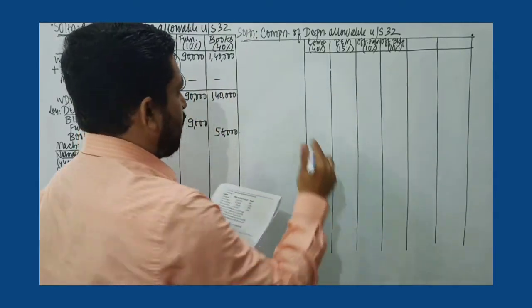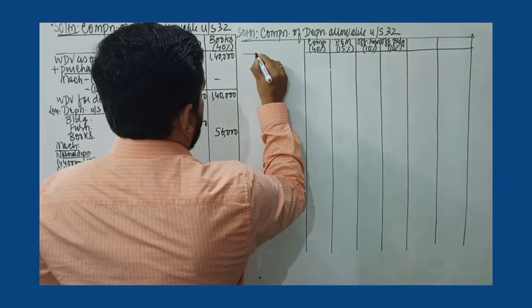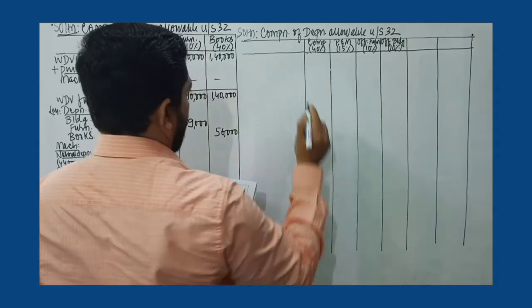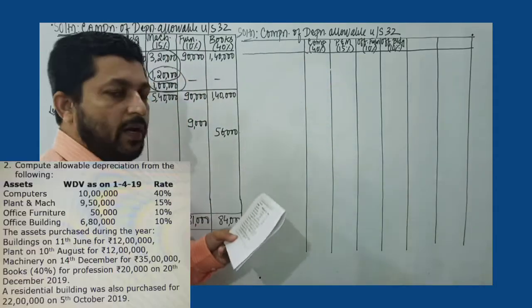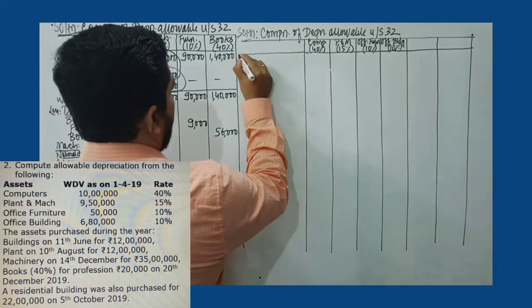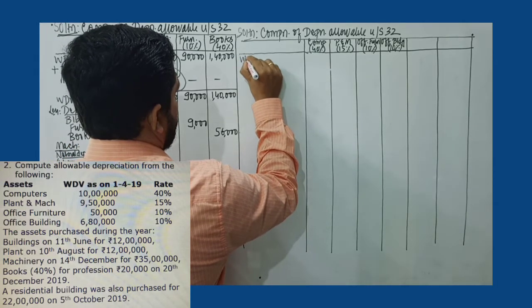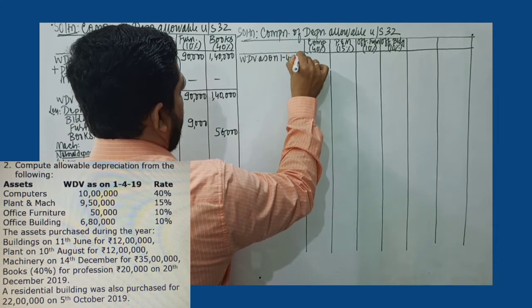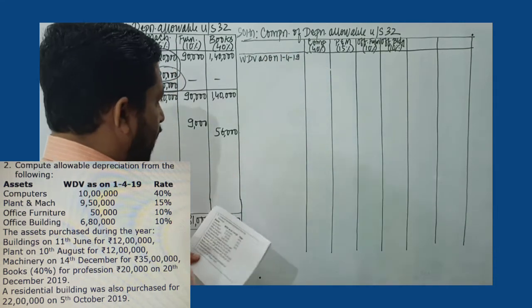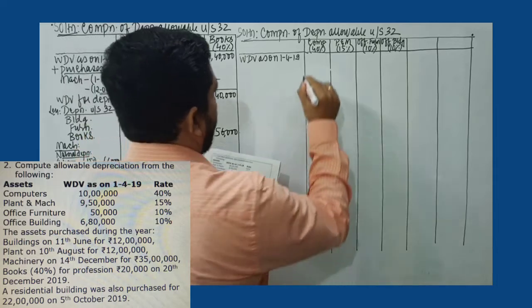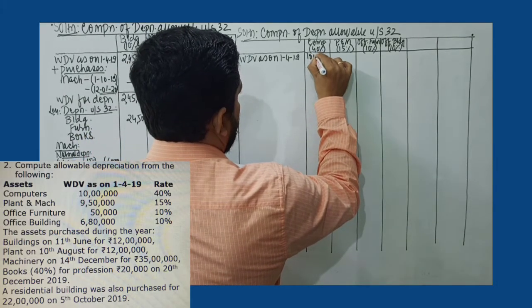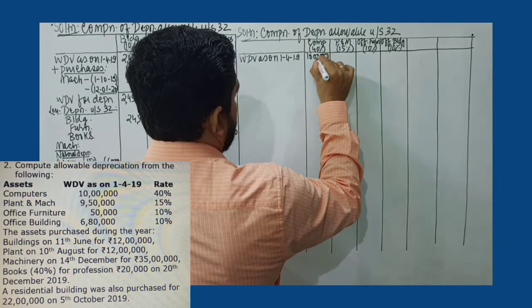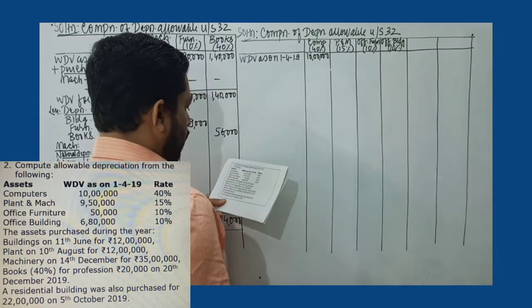We will see which are the other 2 blocks that are available. Then we will make a note of that. So first we will record as usual the written down value of the assets as given. So I record WDV as on 1st of April 19. So written down value on 1st of April 19 for computers is 10 lakh rupees. So I record 10 lakh in the amount column.